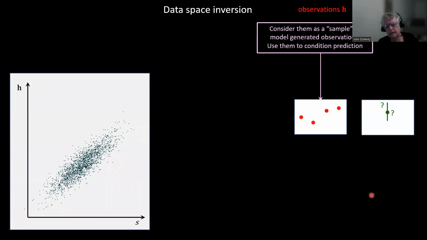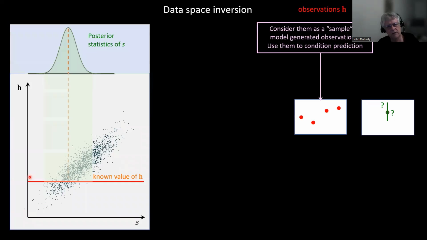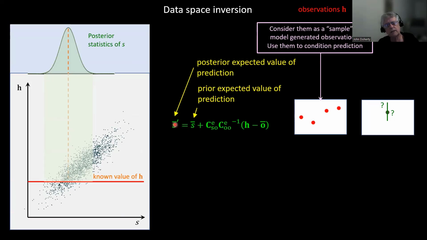Remember, it's all about conditioning. Remember back in webinar 1, we've got 2 random variables which have statistical interrelatedness between them. I've got a covariance matrix that links them. Now I know H. I can generate the posterior mean of S and the posterior standard deviation of S. There's the equation. We've seen it so many times before. Prior expected value of the prediction, posterior. Prior uncertainty of the prediction, posterior.